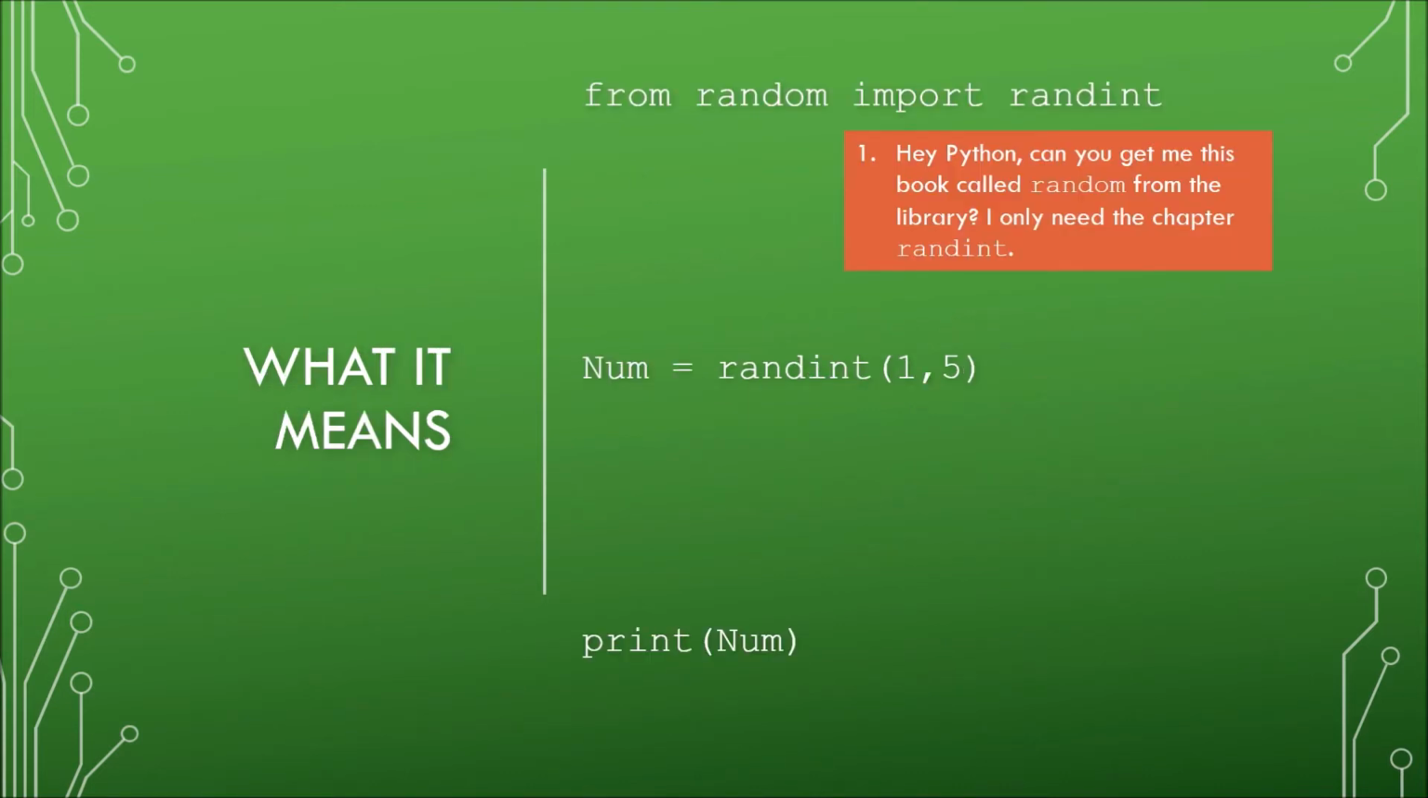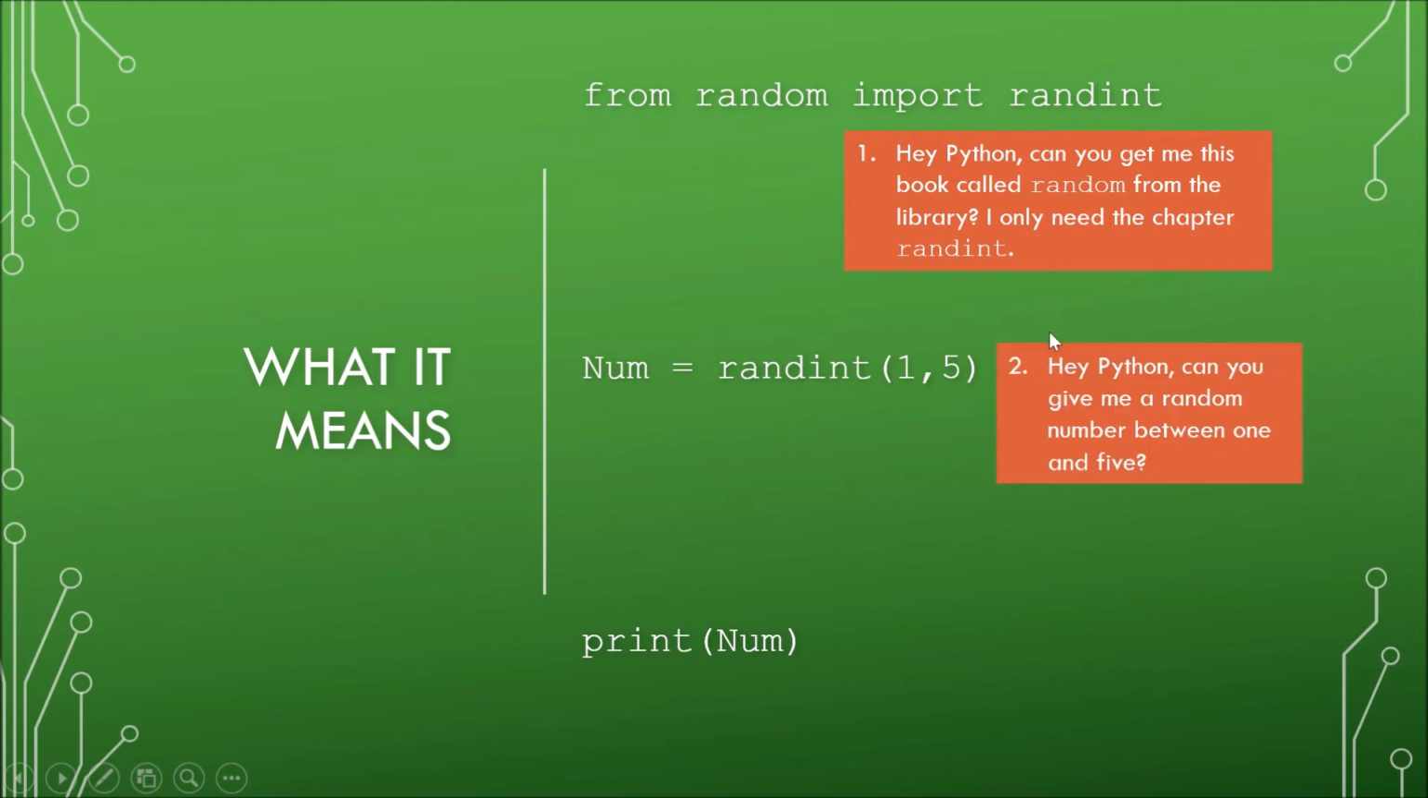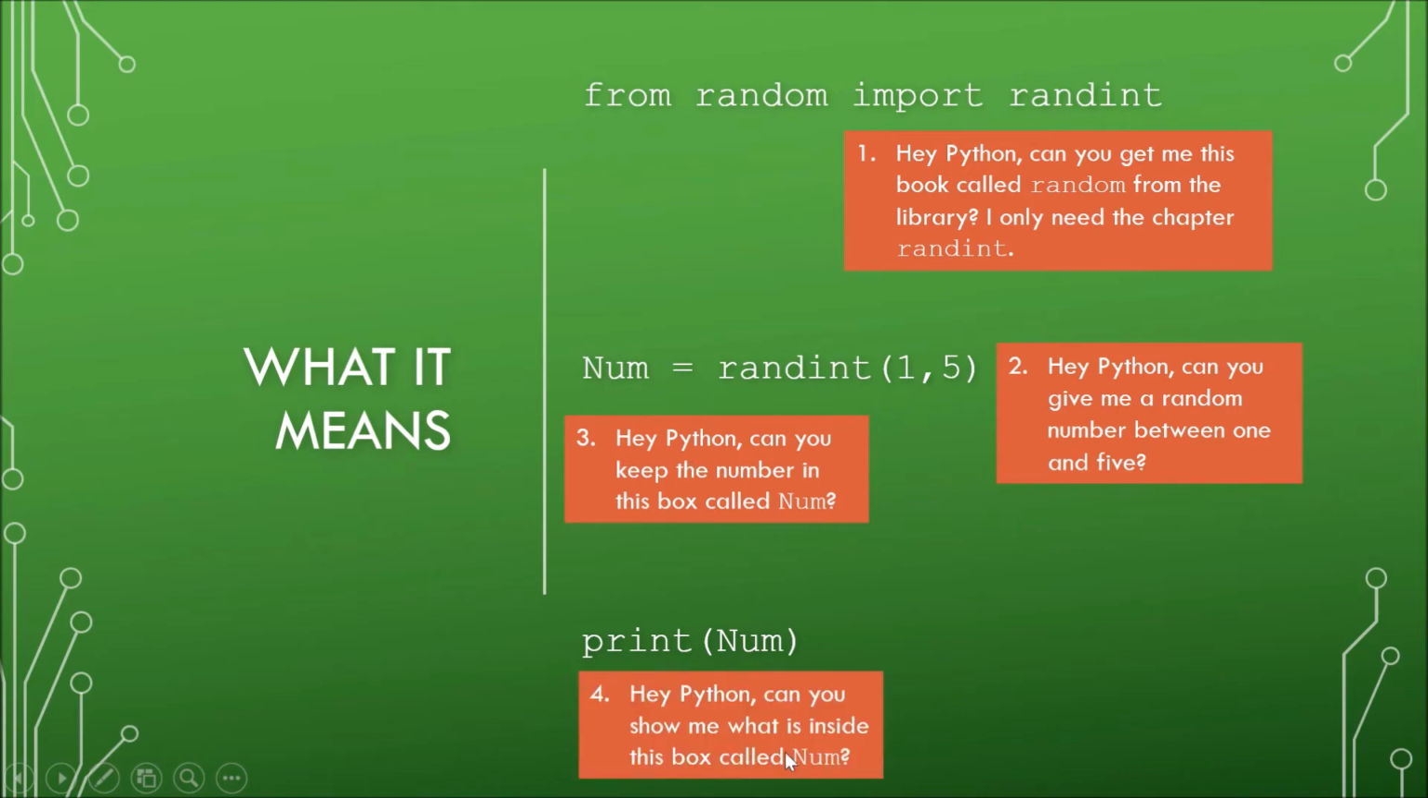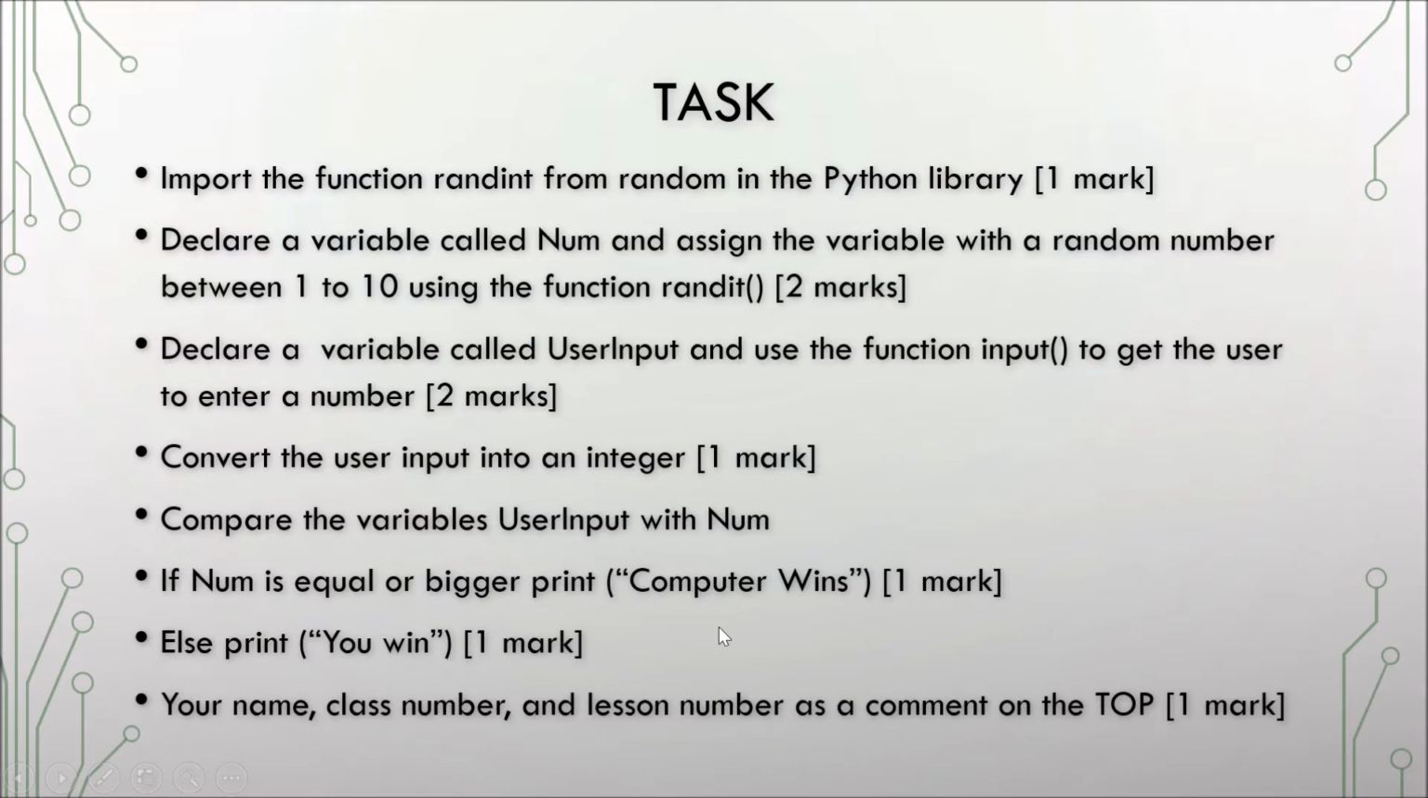It means that you're going to ask Python to get a random, let's say sort of like a book, from the library, but you only need the chapter random integer. Then you ask Python to use this function to generate a number between 1 and 5 and store it in a variable called num, then print out the variable.